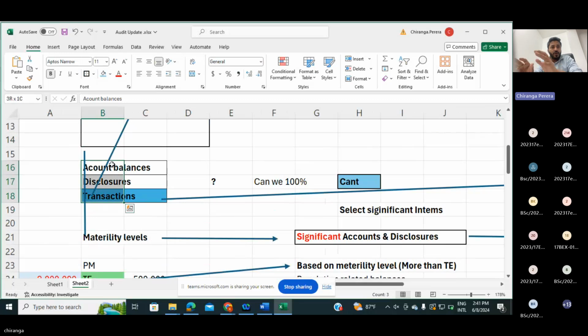Now you can see, once we get this financial statement, we have account balances, disclosures and transactions. Now we have selected the significant accounts, significant balance disclosures, and significant classes of transactions. Right? All the significant things we have summarized here. So our understanding should be that all the significant accounts and significant disclosures should be linked with the identified significant classes of transactions. That should be interlinked because we are checking transactions to verify the account balances and disclosures. That is a basic understanding, right?